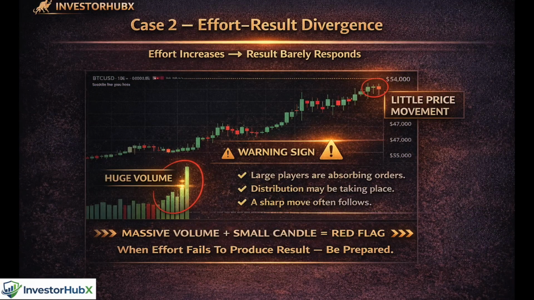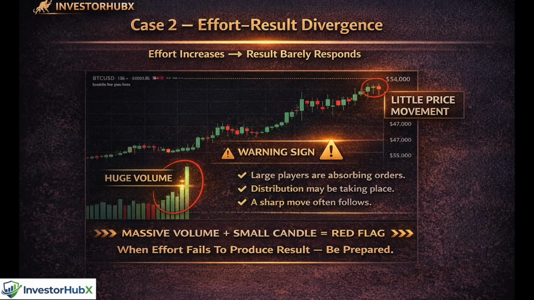Case 2, effort result divergence. Huge volume, price barely moves, maximum effort, minimal result. That is a warning. When effort increases but result does not respond, something is happening behind the scenes. This often means large players are absorbing orders. Distribution may be taking place. Supply is quietly overwhelming demand.